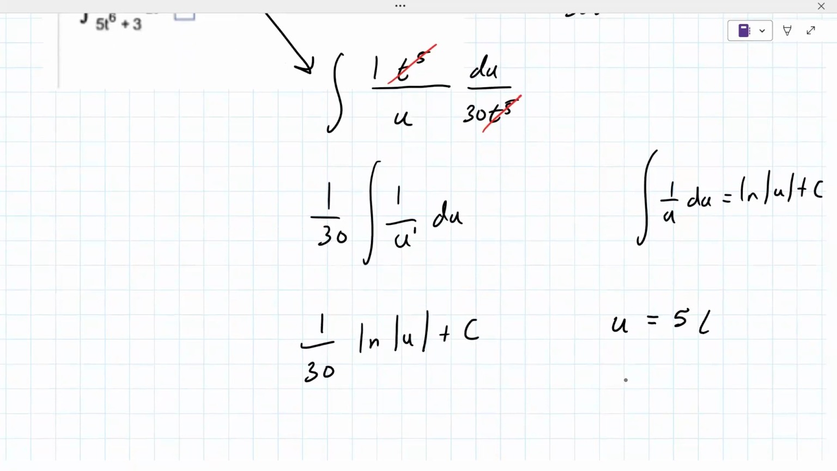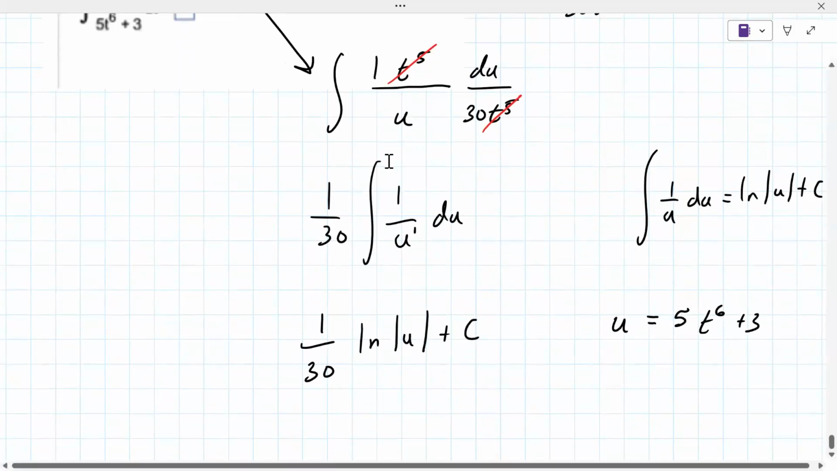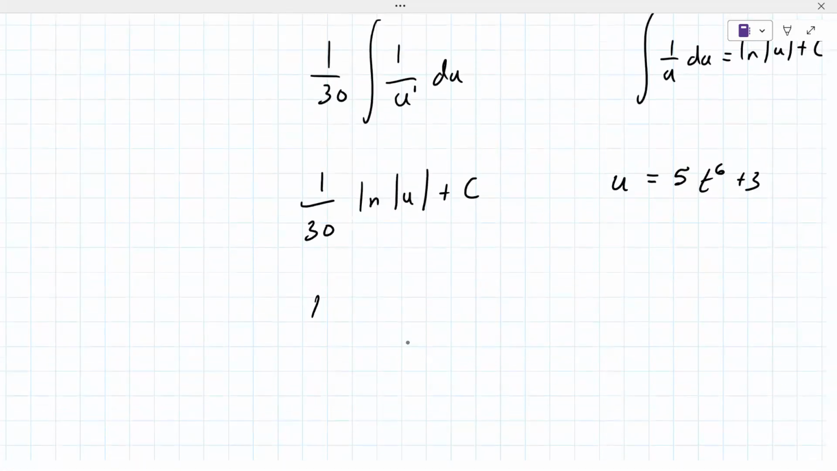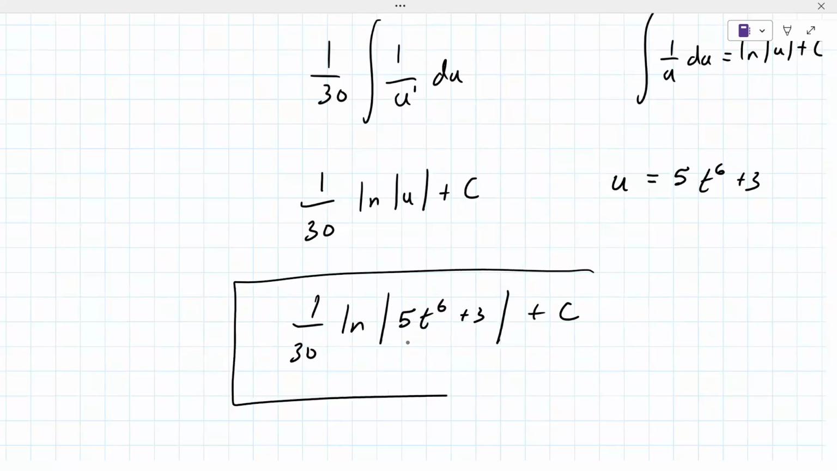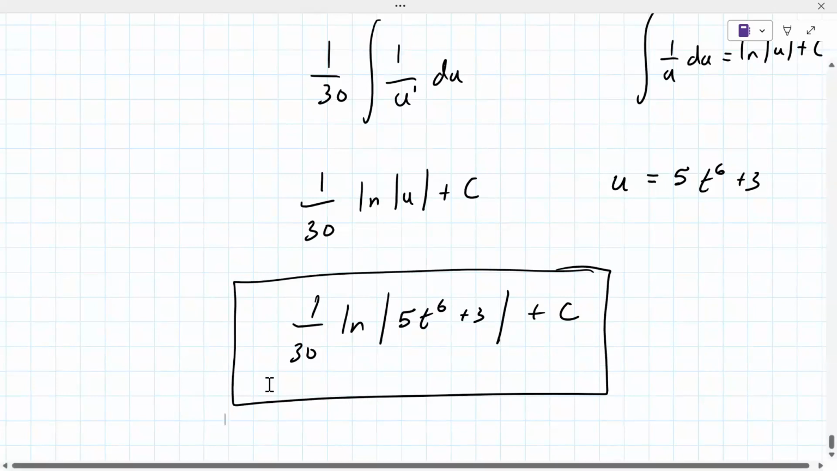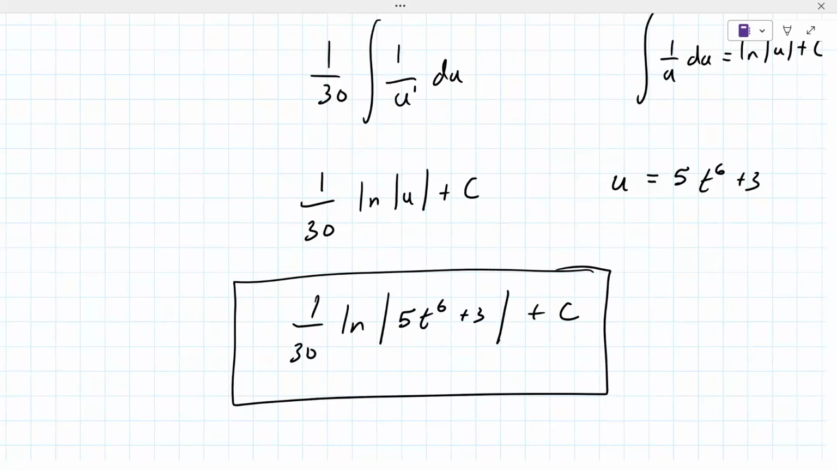u was 5t to the 6th plus 3. So that's going to back substitute in here. So it's 1 over 30 natural log absolute value 5t to the 6th plus 3 plus c, like that. And again, the idea here is the derivative of this is the original problem. That's why learning those derivatives was so potentially crucial for this.